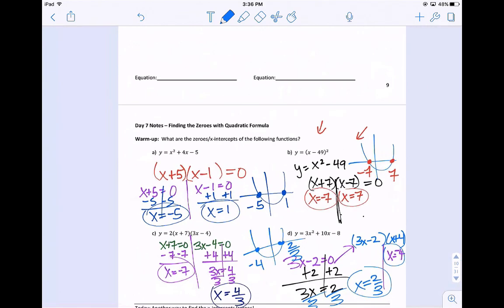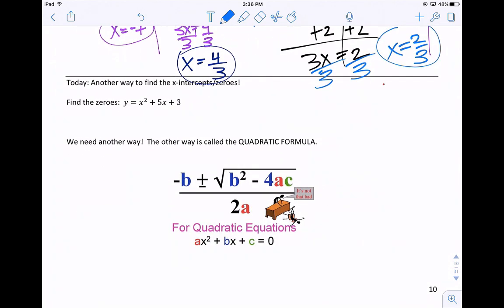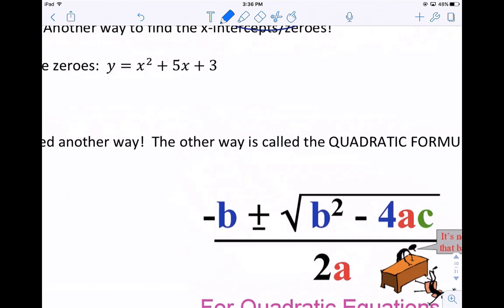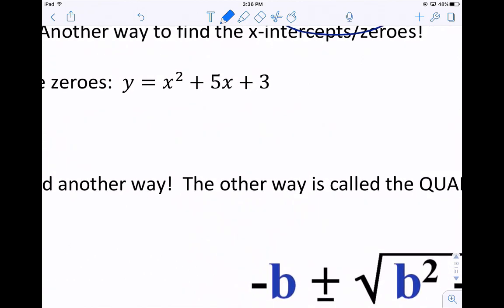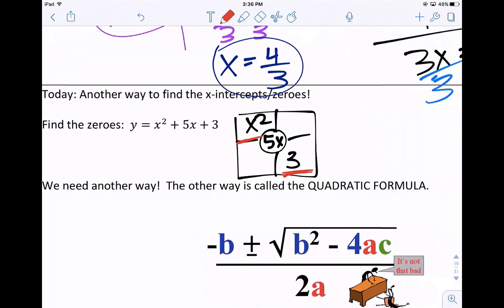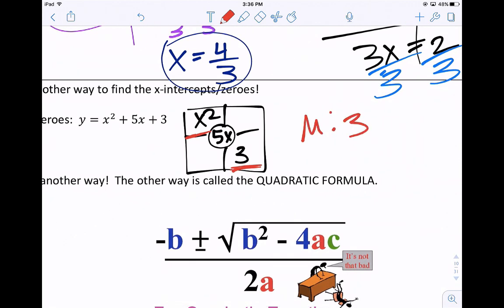Those are your zeros. All right, but today we're going to look at another way to find the x-intercepts or zeros. So this is helpful if you don't like factoring, which some people don't like, but also what happens if you can't factor. So look at this one. Find the zeros of x squared plus 5x plus 3. If we were to try this in a box and circle, we would have x squared, we would have 5x and 3. We would want to know what multiplies to 3x squared that adds to 5x.